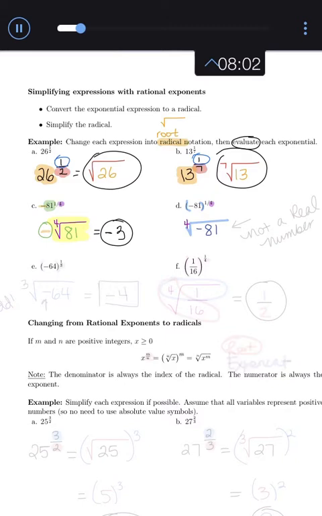However, D asks, what number multiplied by itself 4 times or raised to the 4th power is a negative 81? And it's not possible. We can't have a negative inside of an even root. At least it's not possible yet. So again, we'd give the same vague answer we gave before, which is this is not a real number.